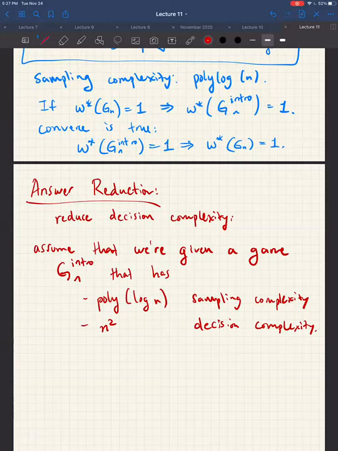So the main idea is that the verifier, instead of performing all these decision computations itself, will again offload it to the players. And the players will prove to the verifier that they've performed these computations correctly. And this is where we use PCPs, these probabilistically checkable proofs.